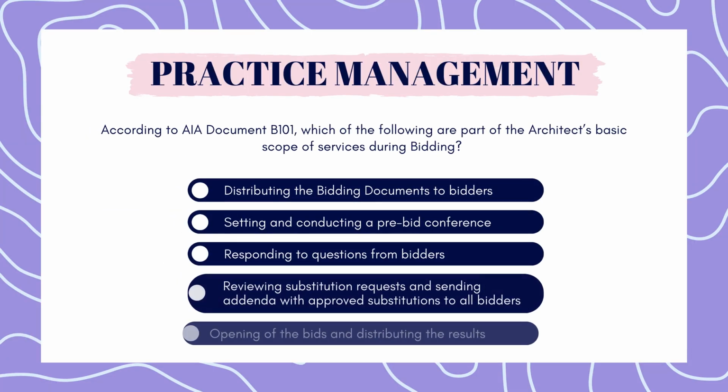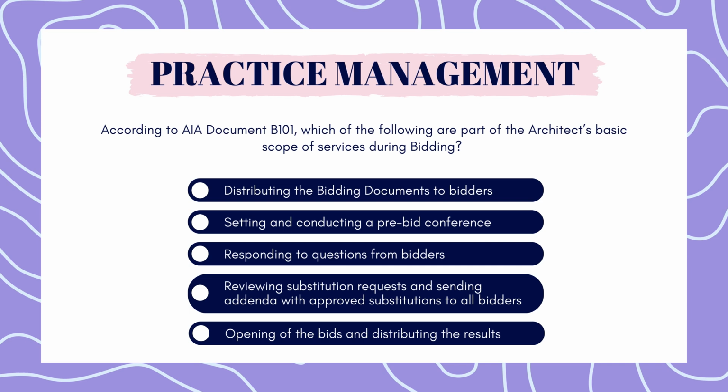According to AIA document B101, which of the following are part of the architect's basic scope of services during bidding? Distributing the bid documents to bidders, setting and conducting a pre-bid conference, responding to questions from bidders, reviewing substitution requests and sending addenda with approved substitutions to all bidders, opening of the bids and distributing the results. Feel free to pause here to answer.